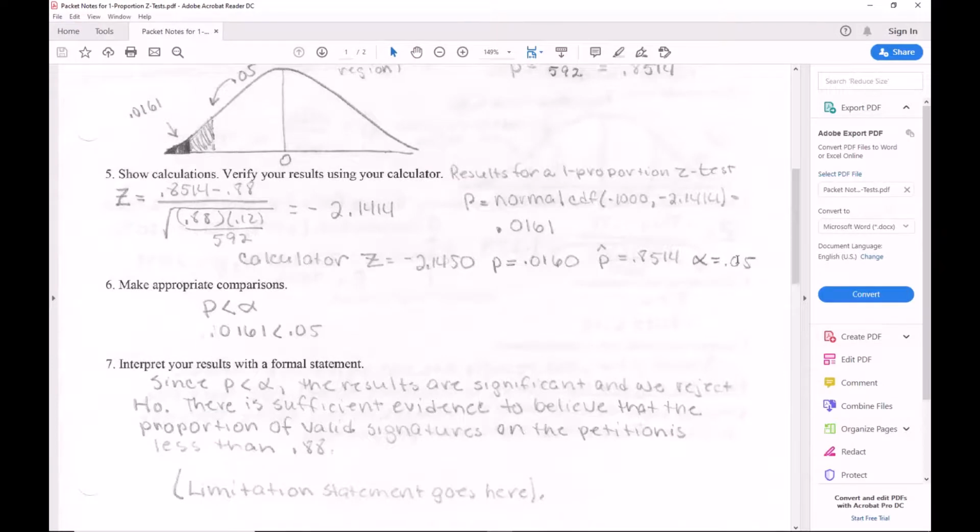So compare p to alpha. P is less than alpha. So if you draw it in there, see how that is a smaller piece of that overall rejection region? And there's nothing on the outside. So p is less than alpha, 0.016 is less than 0.05. We are going to reject.